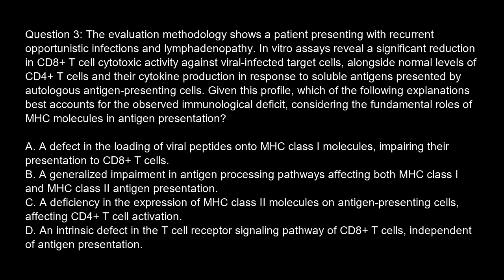Option A. A defect in the loading of viral peptides onto MHC class I molecules, impairing their presentation to CD8 plus T cells. Option B. A generalized impairment in antigen processing pathways affecting both MHC class I and MHC class II antigen presentation. Option C. A deficiency in the expression of MHC class II molecules on antigen-presenting cells, affecting CD4 plus T cell activation. Option D. An intrinsic defect in the T-cell receptor signaling pathway of CD8 plus T cells, independent of antigen presentation.